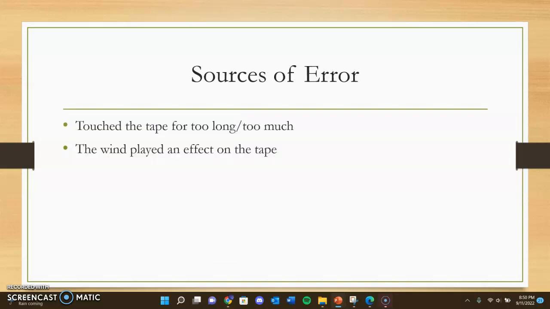Some sources of error could be that the tape was touched for too long or too much. The charges on the tape could have moved from the tape to my hand. Also, the wind could have had an effect on the tape. The wind can push the tape upwards, which can add some error in the system.